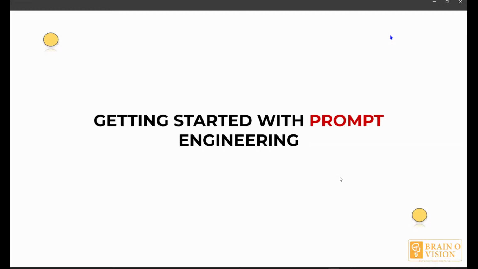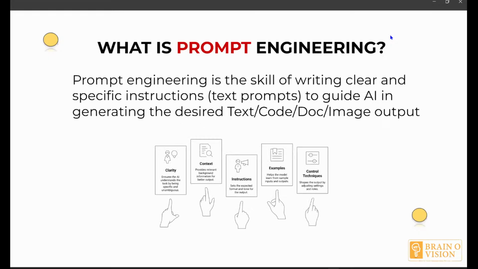Then we can go ahead with a couple more things, right? First among them is prompt engineering. Prompt engineering is a skill, right? It is writing clear and specific text instructions to guide an AI in generating the desired text, code, documents, and image outputs, right? So this is how it goes.